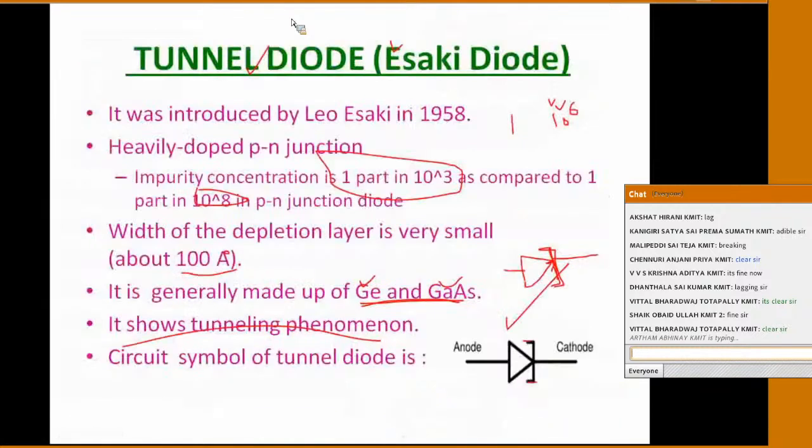I will come back to the previous slide also because some of you said they're starting from the tunnel diode. I hope today it is 5:10. We only have 10 more minutes.